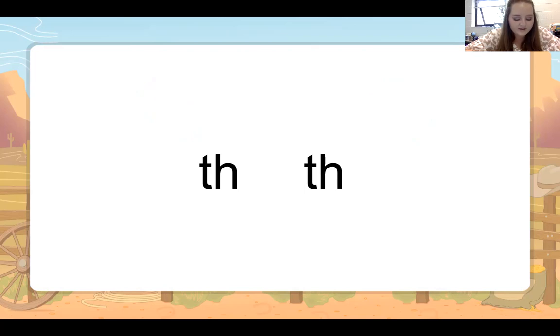Listen for the sound in the following word, that. Say the sound with me, the. To show the voiced TH when marking a word, first draw an arc under the digraph. Then draw a zigzag line under the TH to show that it is voiced.